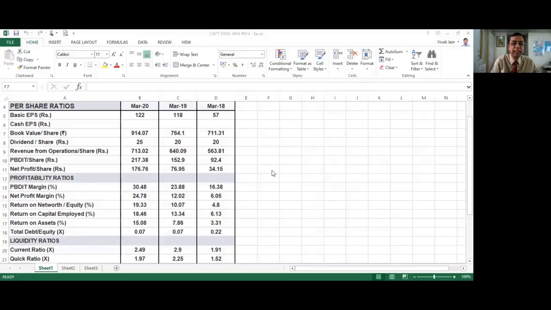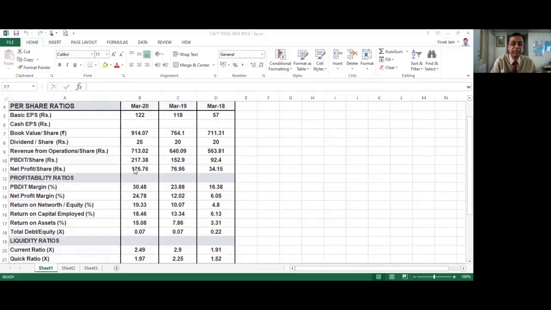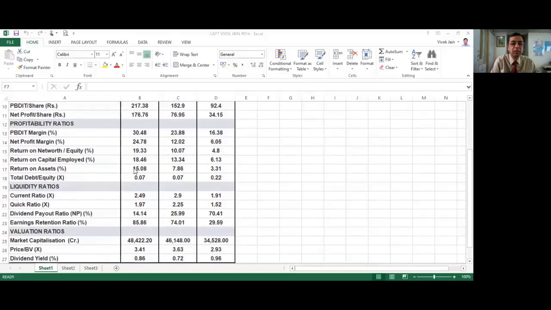Net profit per share is the same thing as earning per share, which is repeated over here. There is a mistake over here. It is actually 57, 118, and 122. So we'll disregard that particular row. Profitability ratios. The first one is profit before depreciation and tax.